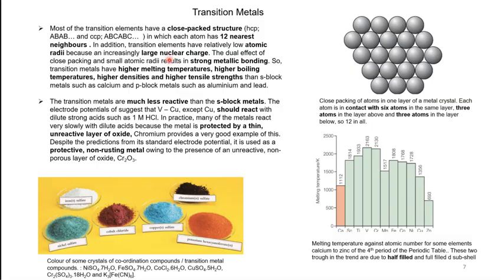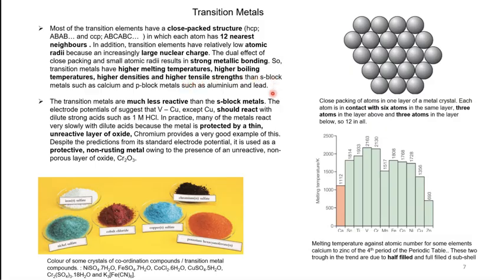Okay, next one. As it is a close packed atomic arrangement, and atomic radii are also small, nuclear charge is a little larger. This dual effect, close packing and small atomic radii, results in strong metallic bonding. We discussed also about metallic bonding. So if it is strong metallic bonding, what do we expect? We expect higher melting temperature, higher boiling temperature, higher densities, and higher tensile strength, etc.